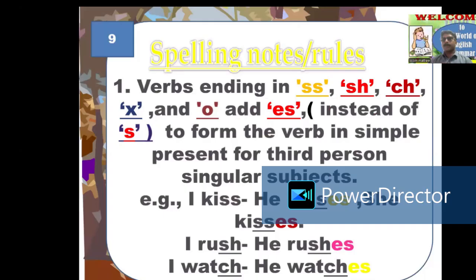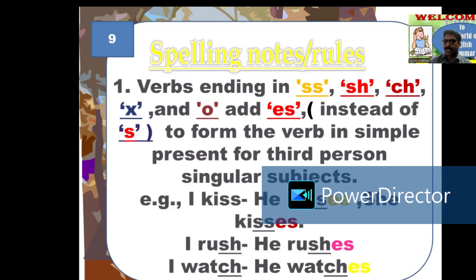Now let us move to the next slide. Spelling notes or rules in the simple present tense, as you can see on the screen. Let's look at how verbs change in the simple present, especially for the subjects he, she, and it.